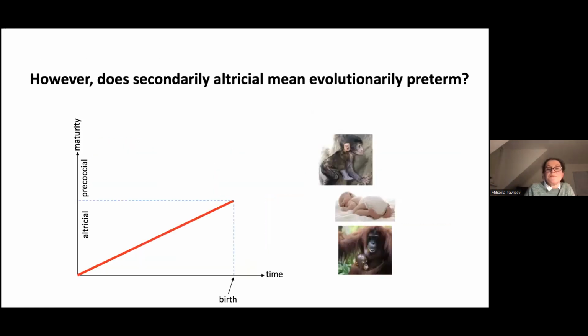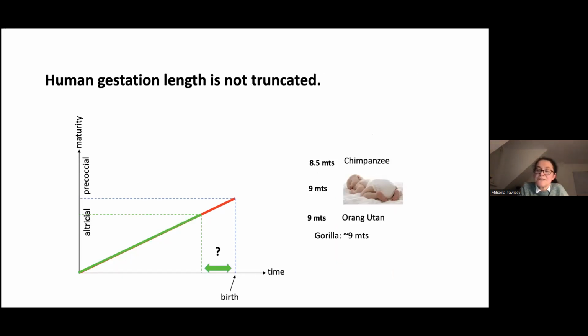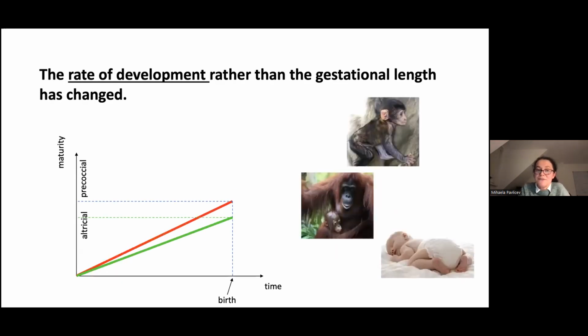But if we look a little bit closer, then we see that this doesn't actually mean that it's evolutionarily preterm, so that we have a tendency to be born preterm, already built in our evolution. Because if you look closely, then our closest relatives actually have almost the same gestational length, or even, in chimpanzee, a little bit shorter. So it doesn't seem to be that we are actually born earlier in the same trajectory. What seems to have happened is that we develop slower. So we are born at the same time, but are less developed at that time.